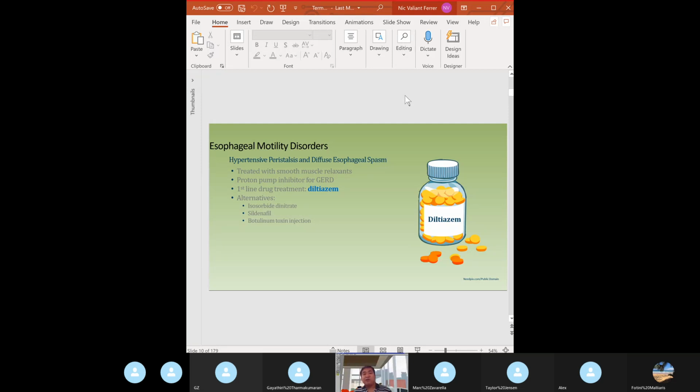How about botulinum toxin injection? Botulinum. What's the mechanism of action of botulinum? What happens to acetylcholine, guys? It prevents the release of acetylcholine, by binding to the presynaptic terminal. Exactly. Good job. But for this one, for DES, high yield first line drug treatment is diltiazem. Okay, don't forget that.